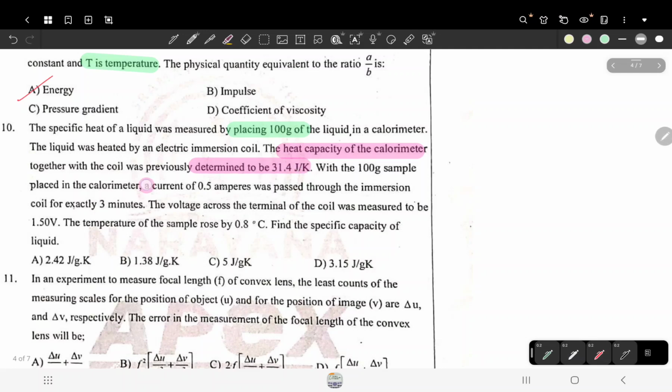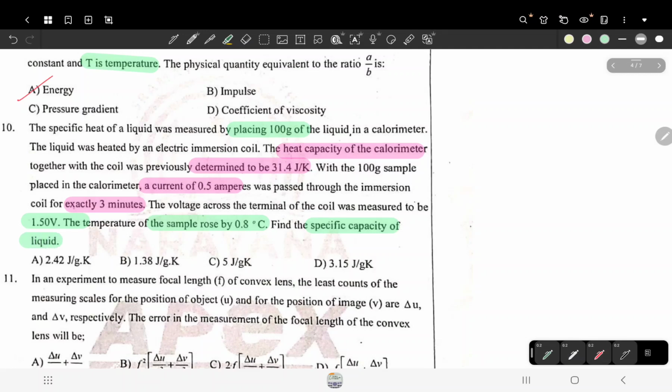There is a current of 0.5 ampere, and we are using it for 3 minutes, and we have a voltage too. The voltage is 1.50, and there is a rise in temperature, that is 0.5. Then we have to find out the specific heat of a liquid. We need to calculate the specific heat of a liquid.